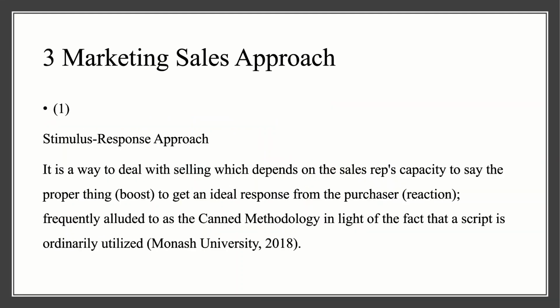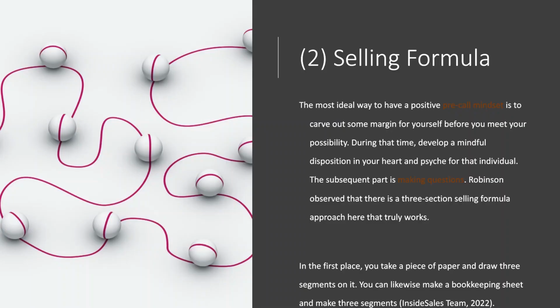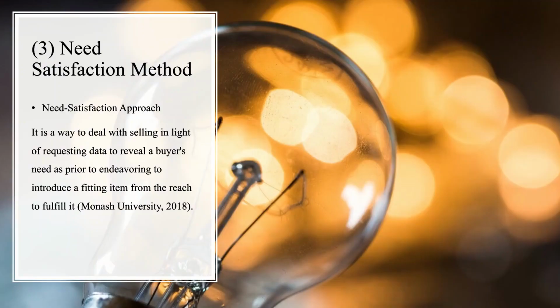And this is the part where I jotted down the 3 marketing sales approaches. I was quite short on this because I think I want to get the most out of it instead of just thinking of the selling action, which is also interesting by way of means. Selling formula is my best part because this is the action which the purchaser will need in order to feel great about buying. And the need satisfaction method, I think this is very familiar to the community or society.